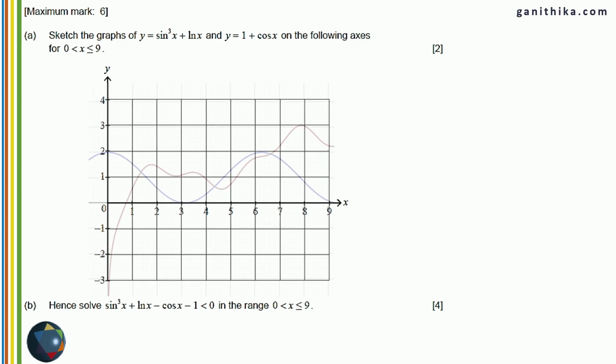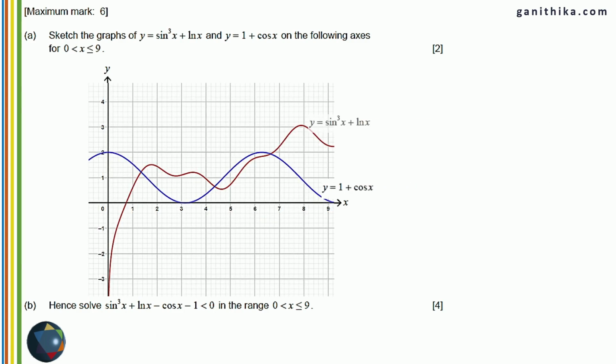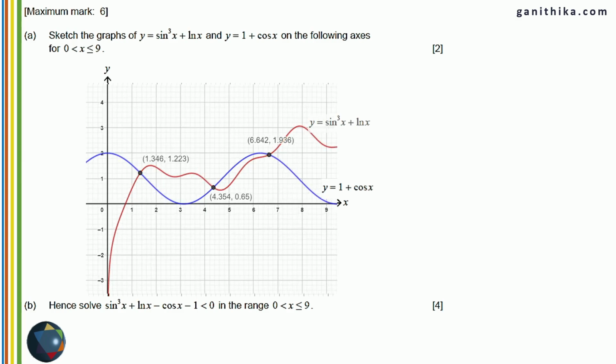So let's draw the graph here. So this is sine cube x plus ln x, the red curve. The blue curve is 1 plus cos x. Now question B is, hence solve sine cube x plus ln x minus cos x minus 1 is less than 0 in the same range given there. So we are basically looking for the points of intersection here. These are the points of intersection: 1.35, 4.35 and 6.64.